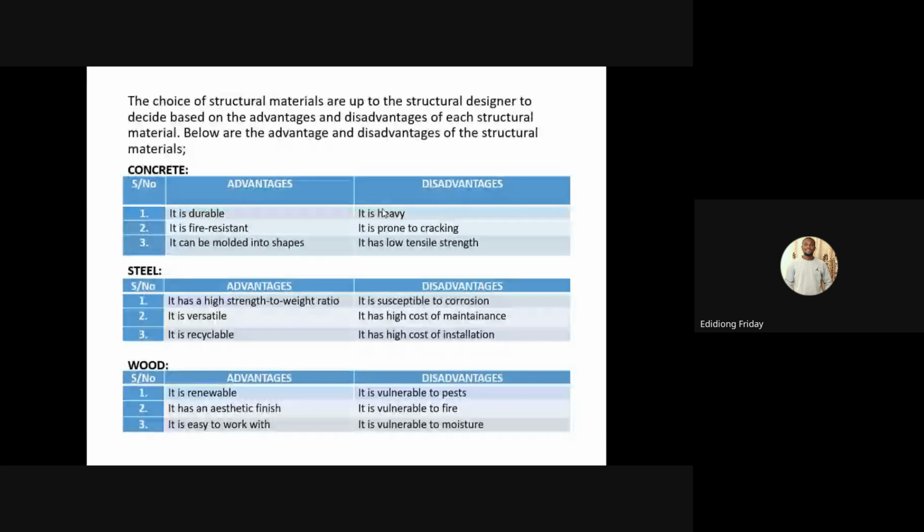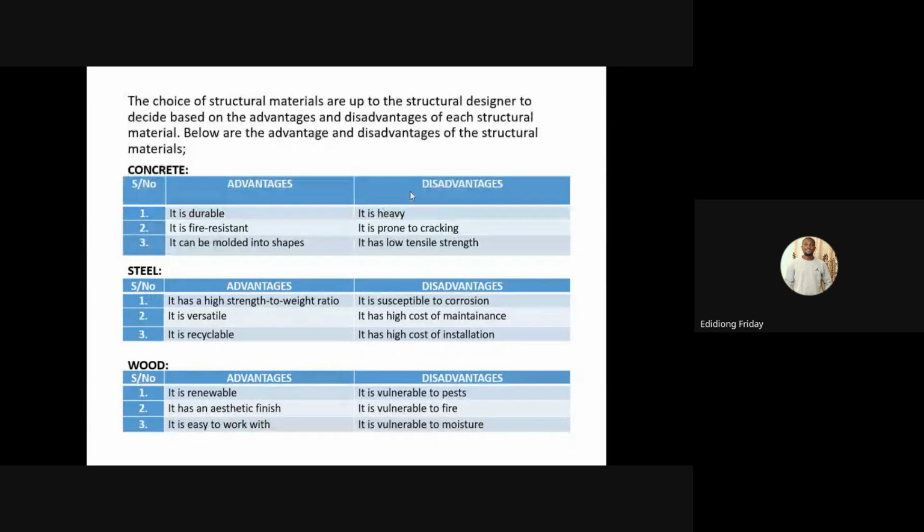Now we go to wood or timber. For the advantages, it is renewable. It has an aesthetic finish. It is easy to work with. For the disadvantages, it is vulnerable to pests. It is vulnerable to fire, and it is vulnerable to moisture.